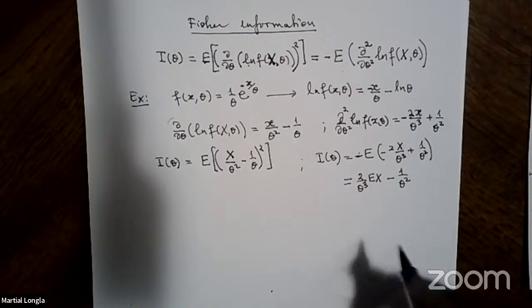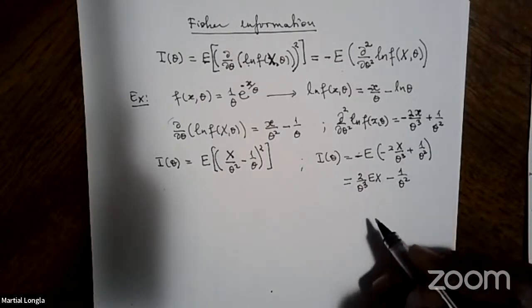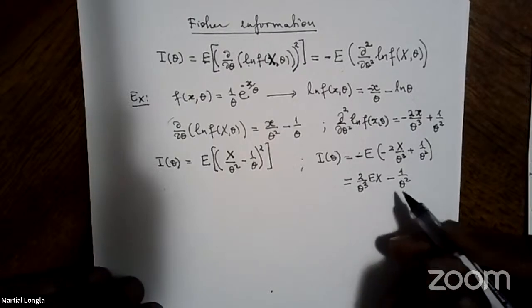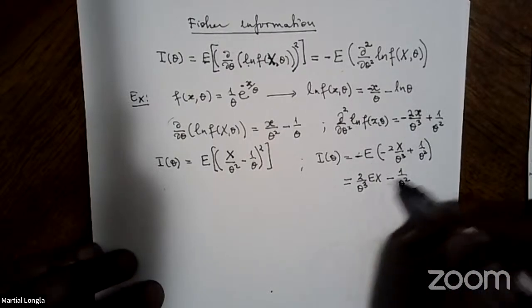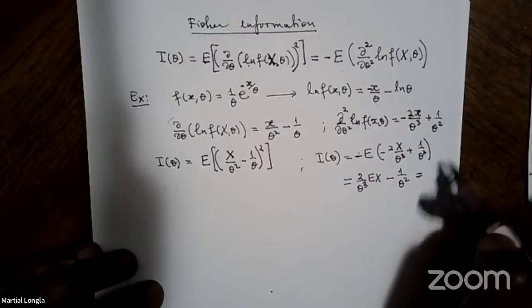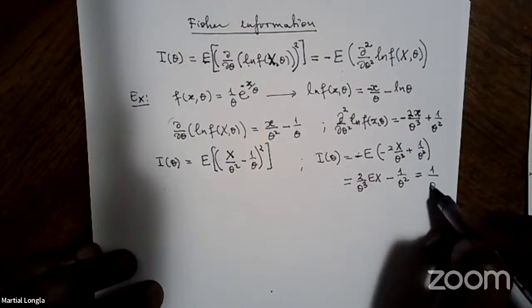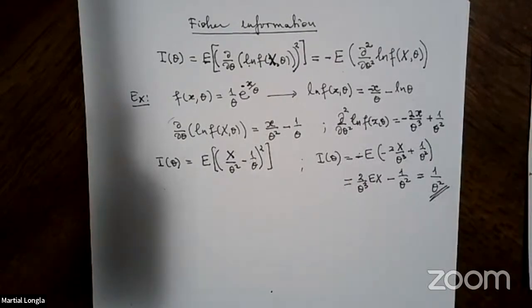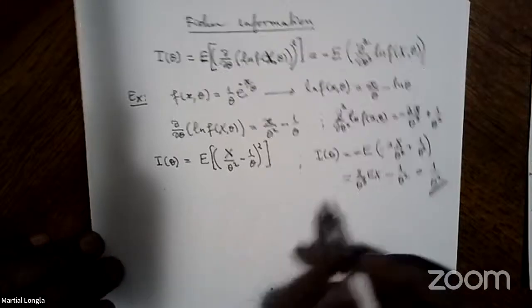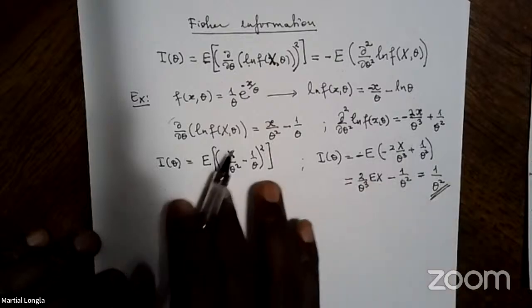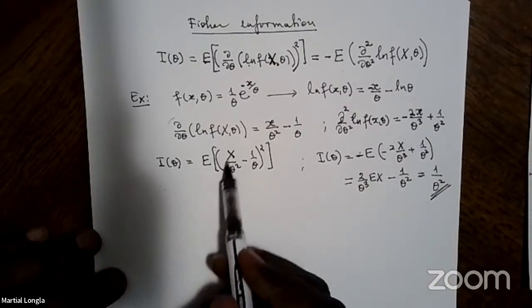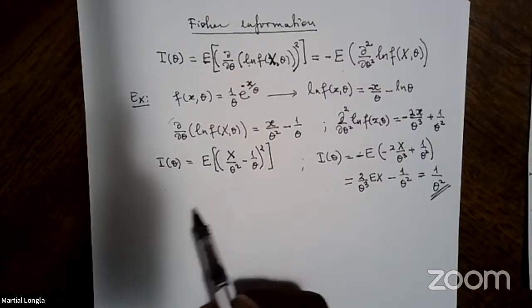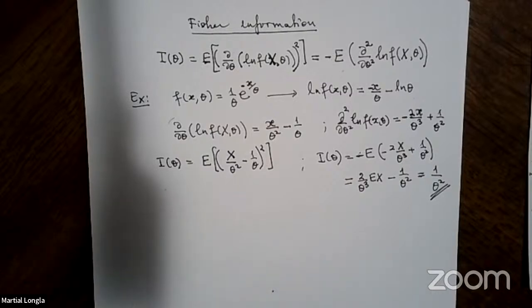It's the exponential distribution, the expected value. I'm assuming it's going to be theta. So this whole thing is going to be 1 over theta squared. That's if you compute on this side. Now, if you want to compute on this other side, you're going to open the parenthesis and compute.